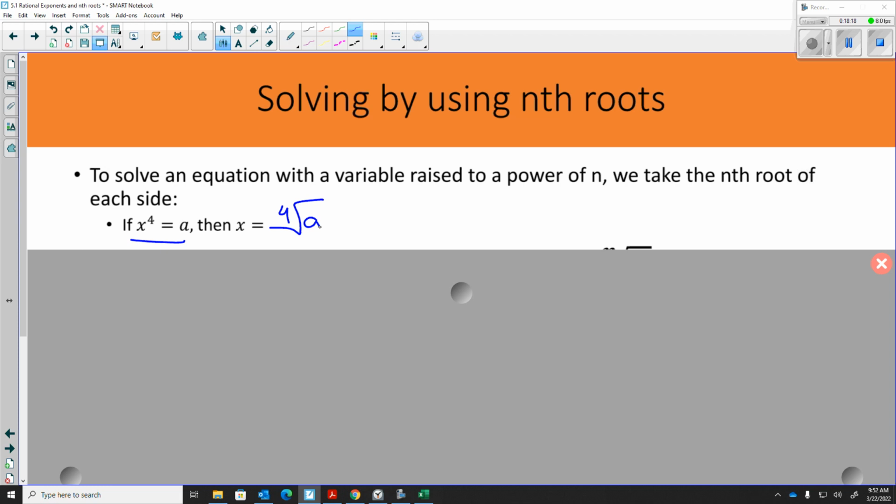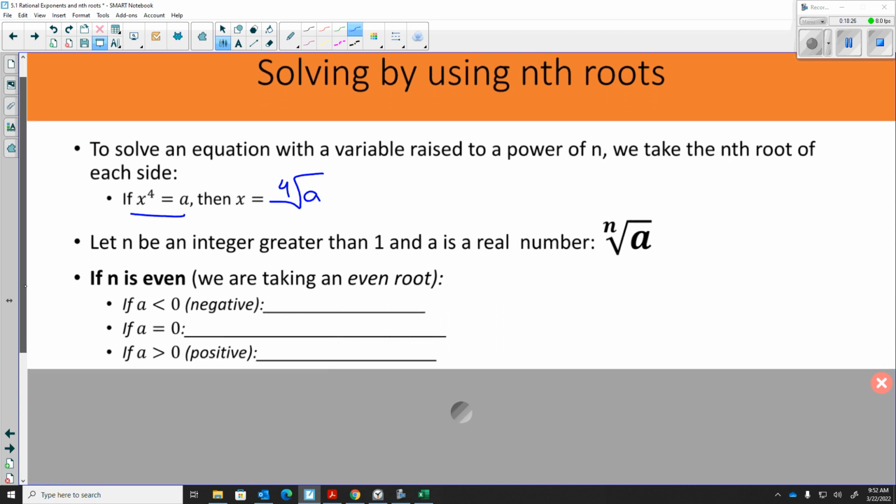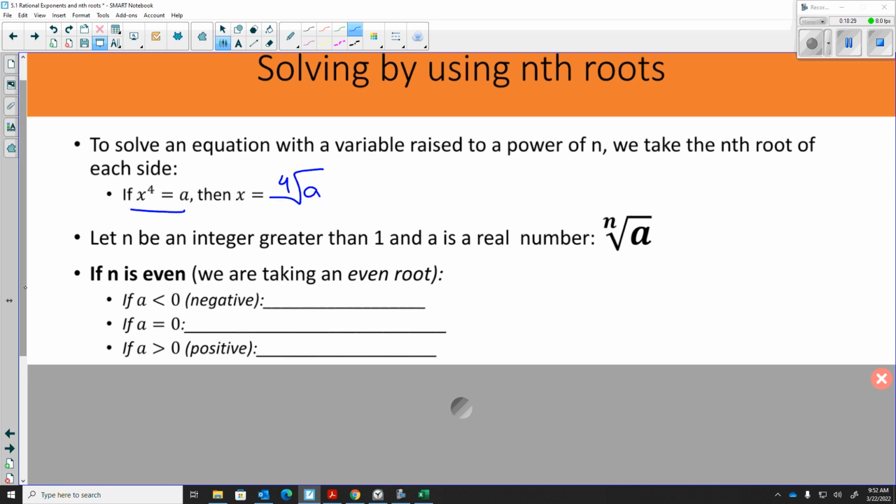Okay, but there's a couple of details that we need to flesh out here. We've already talked about some of them. So let's say you're dealing with the nth root of some number. n could be a 4 or 6, whatever. You're taking some kind of root of a number. If n is even, meaning we're taking an even root, like a square root or a fourth root or a 24th root, it doesn't matter, and the number inside is negative, so something like the fourth root of negative 16, well, what are you going to get?